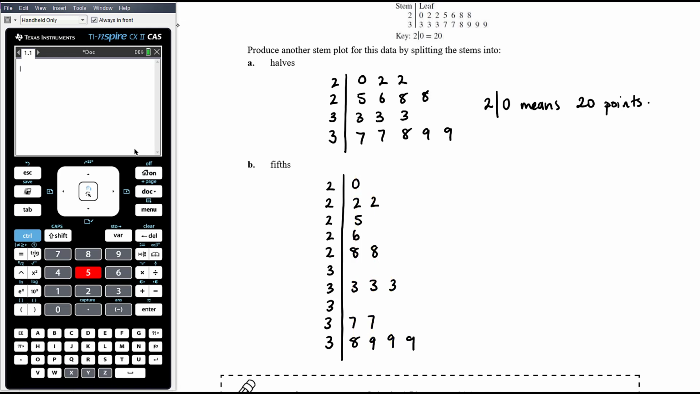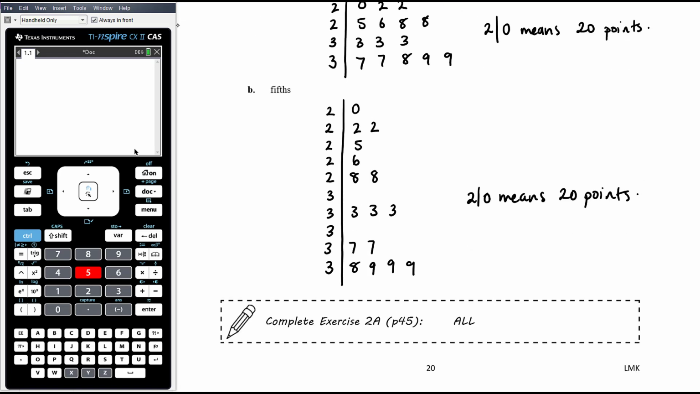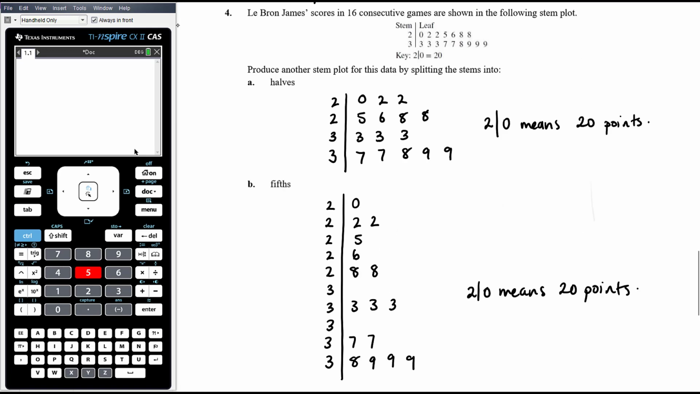Okay, so there's my stem plot divided into fifths, and we're getting a better sense of how that data is actually spread out from 20 up to 39. Again, we need a key. 2|0 means 20 points. Okay, this work is in exercise 2A, dot plots and stem plots.